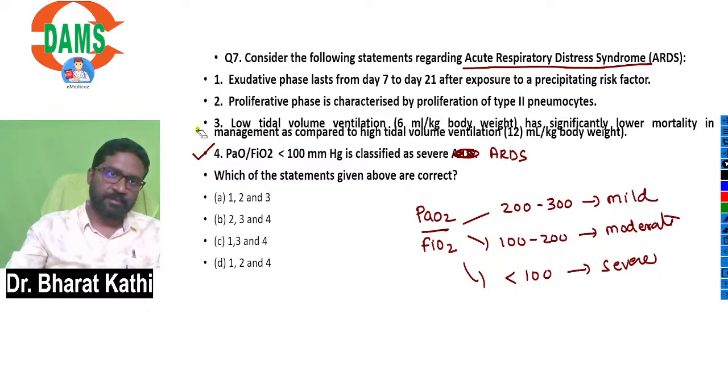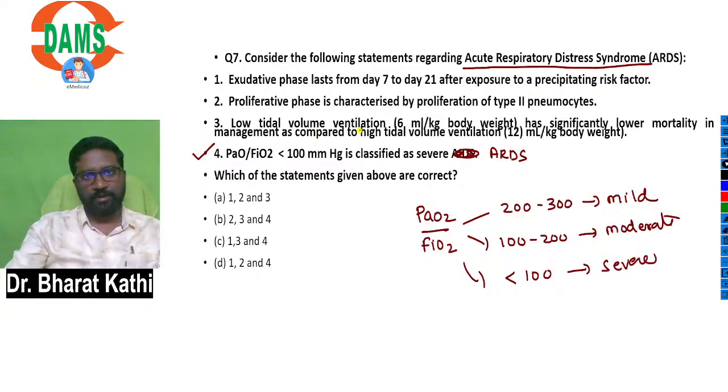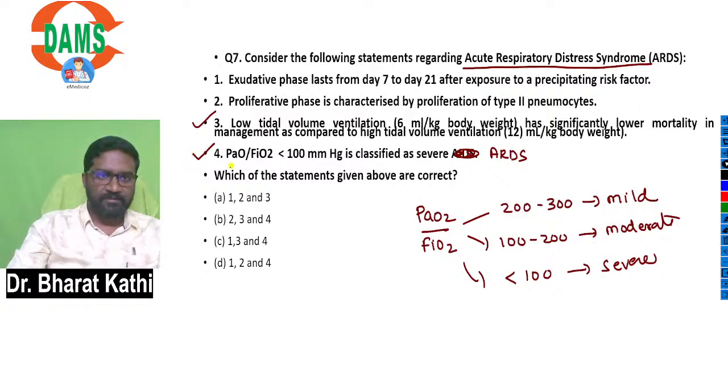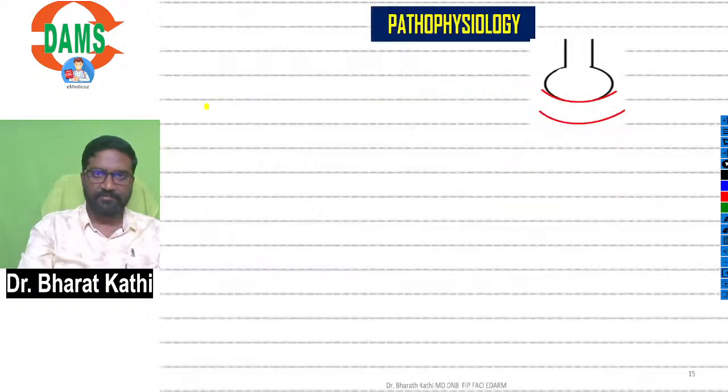Then option 3, low tidal volume mechanical ventilation has significantly lower mortality. This is also true. Why do we give low tidal volume mechanical ventilation in ARDS? To avoid ventilator associated lung injury. So definitely 3 and 4 options are right. Now let us see 1 and 2 options. What is this exudative phase? What is this proliferative phase?